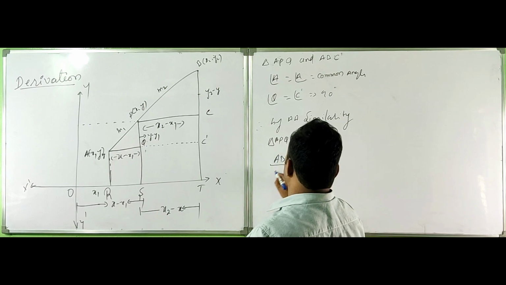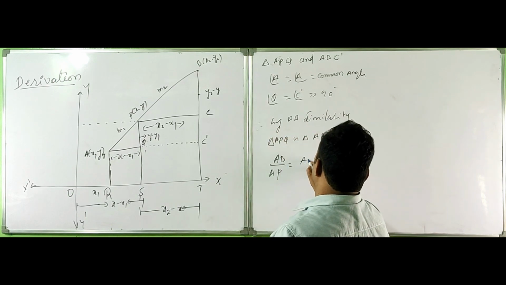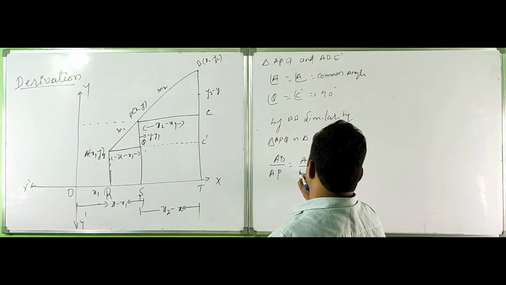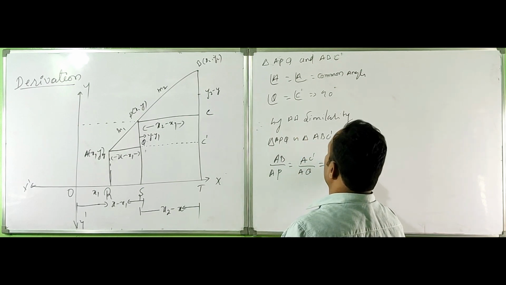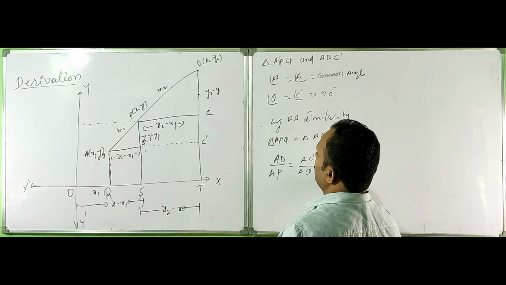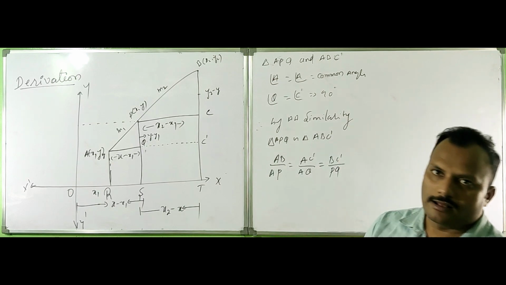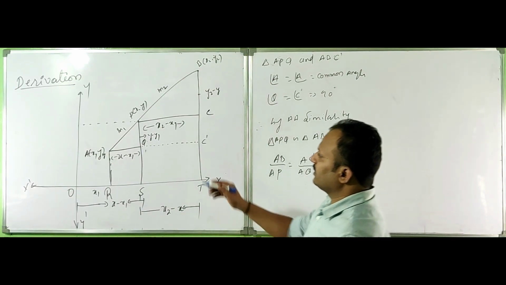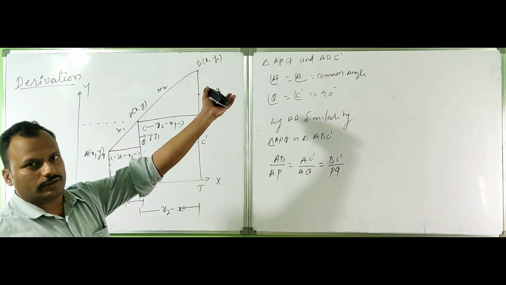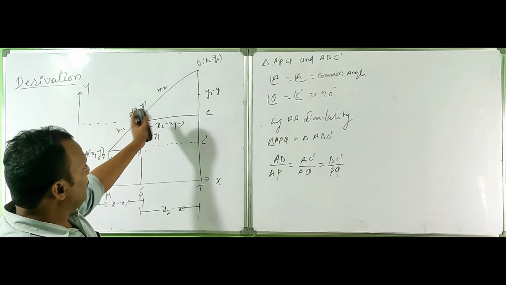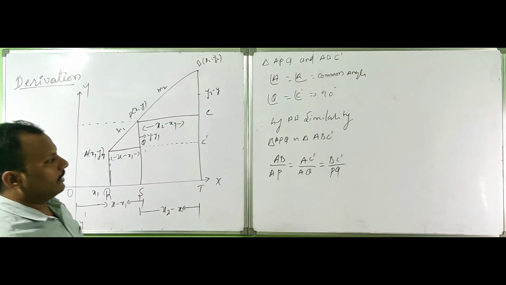Then by the basic proportional theorem, we can have AB by AP is equal to AC dash by AQ, then BC dash by PQ, right? Then AB you can write as AP plus PB. We have already solved so many questions like this, so directly I can take the similarity, but still I am proving this.